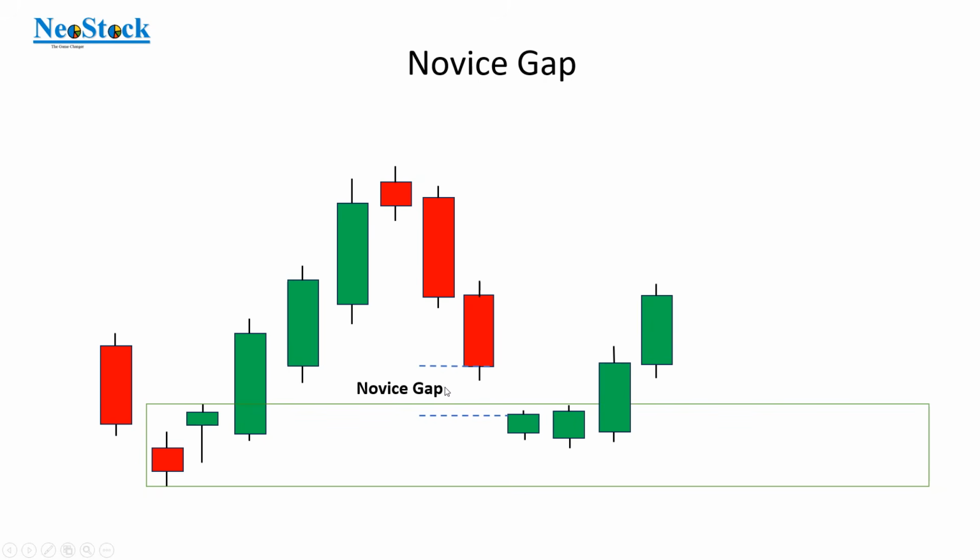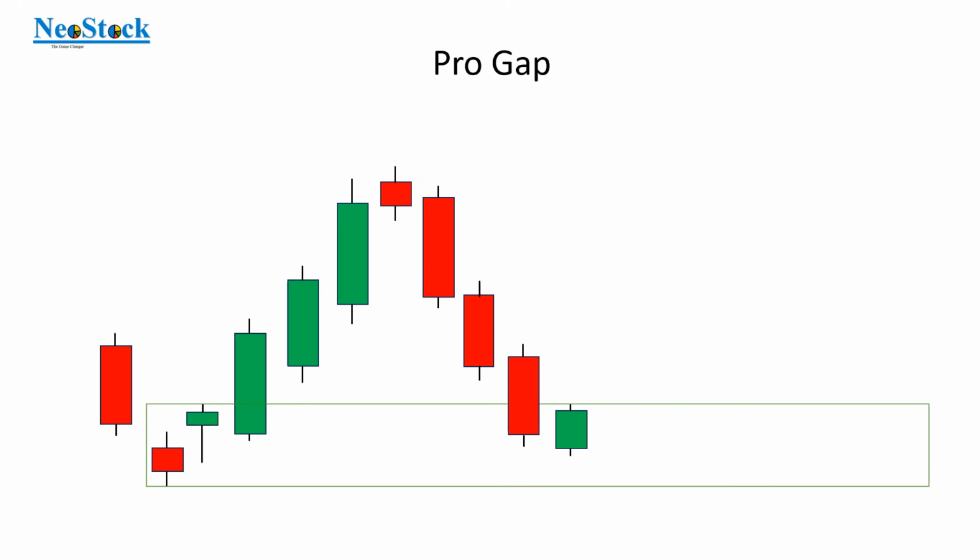In this example, I have shown the gap into the demand zone. Exactly the same way, if the gap is into the supply zone, that is also called a novice gap. Then what is a professional gap? Let us look into the example. The price is at the demand zone, and the demand zone has institutional pending buy orders. These pending orders are pushing the price up.